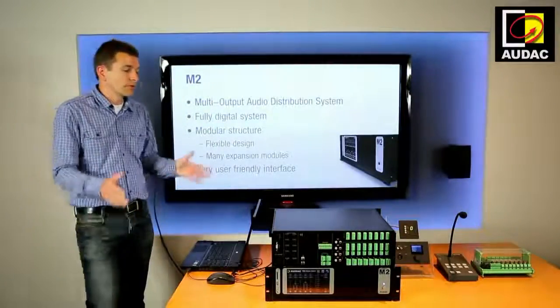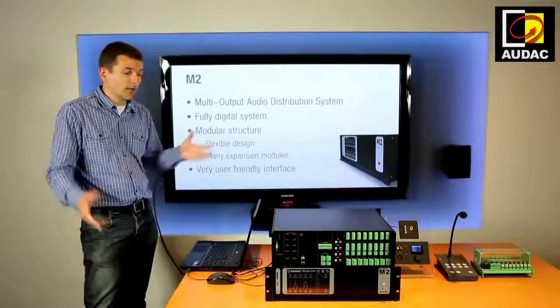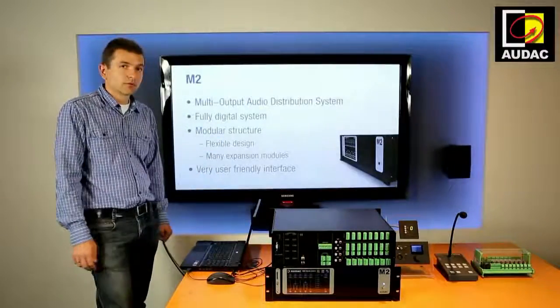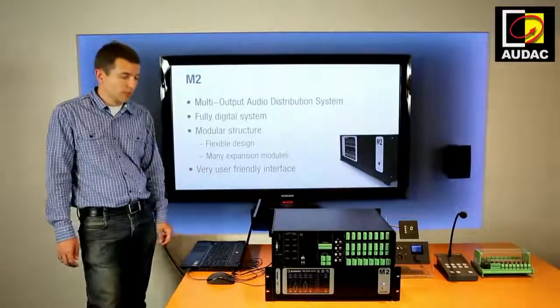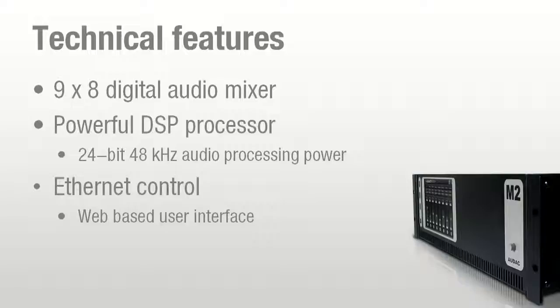You can use it for only 8 zones or you can use it for bigger projects with multiple zones like 45 or 64 with the optional fiber link module. And it has a very user-friendly interface by website. Technical features: in basic it's a 9x8 digital audio mixer with a powerful DSP processor and Ethernet control with web-based user interface to control the M2.